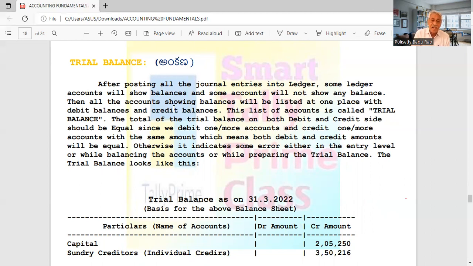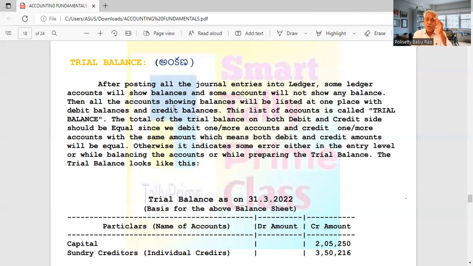The total of the trial balance on both the debit and the credit side should be equal. Since we debit one or more accounts and credit one or more accounts, the debit and credit will be the same. That is why the trial balance also carries the balances total amount. Debit side and credit side should be equal. Otherwise, if it is not equal, it indicates that there is some error.